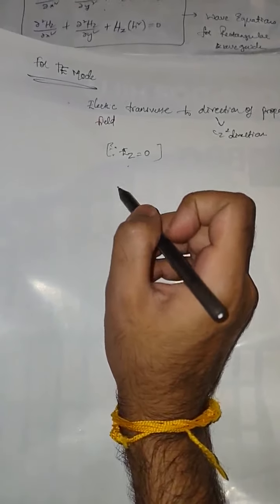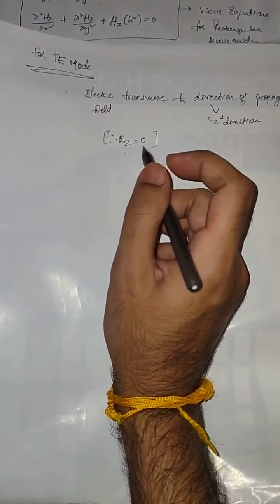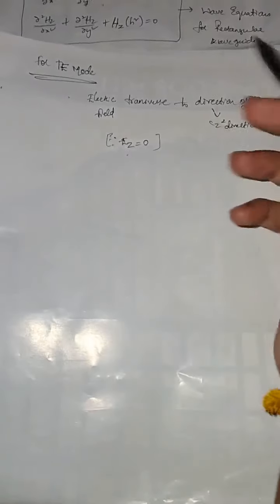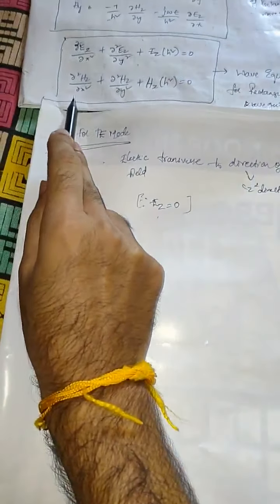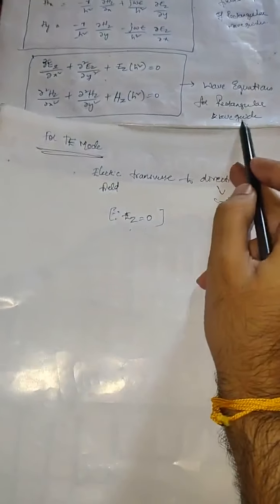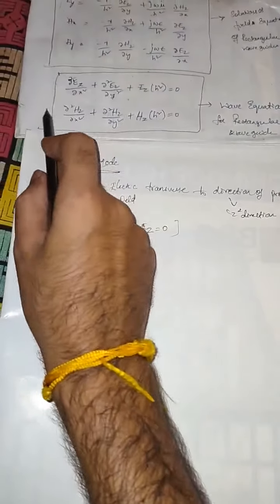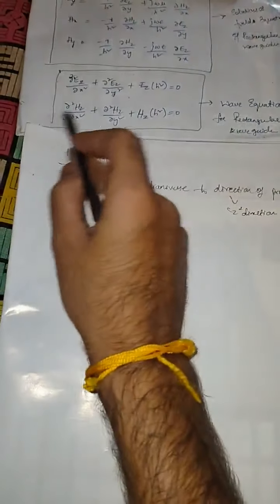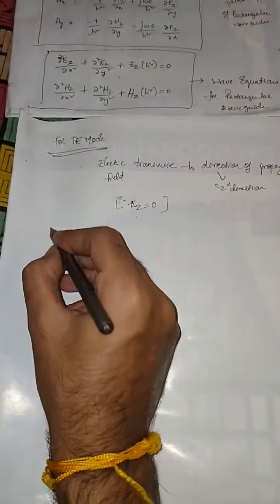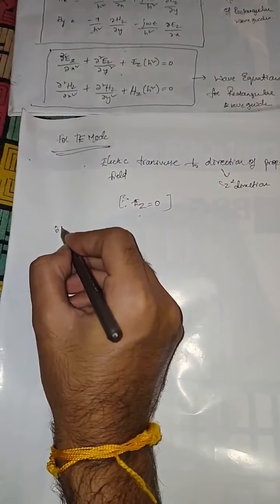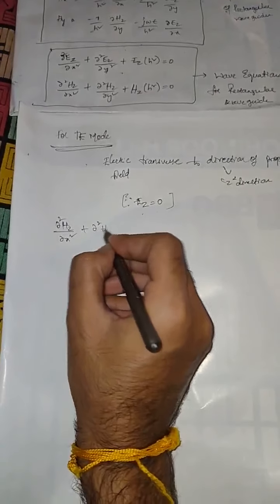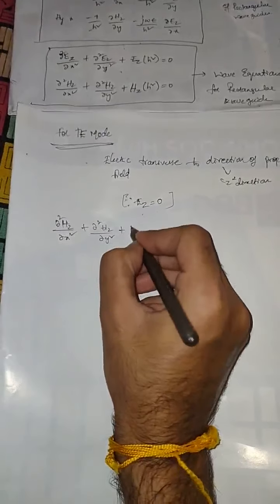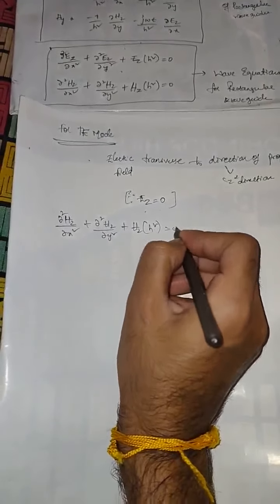So we will take the wave equation in order to derive the Ex, Ey, Hx, Hy values for TE mode. We will take the wave equation for the magnetic field H. We have already derived the wave equation for the rectangular waveguide, so this is for TE mode. We will take this particular wave equation we derived in the last video: dou square Hz by dou x square plus dou square Hz by dou y square plus h square Hz is equal to 0.